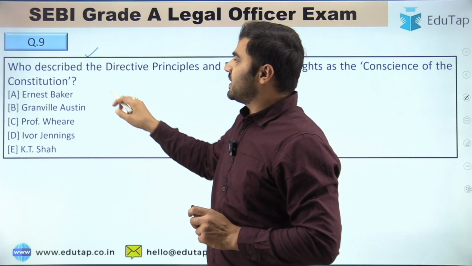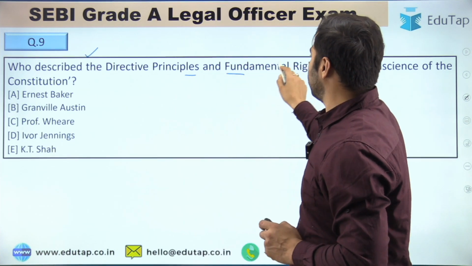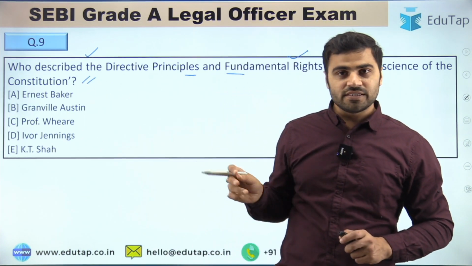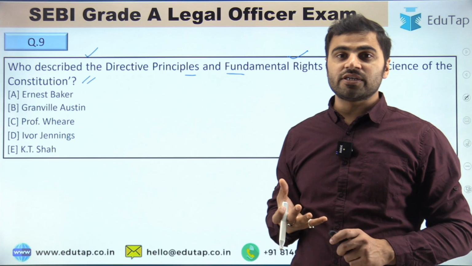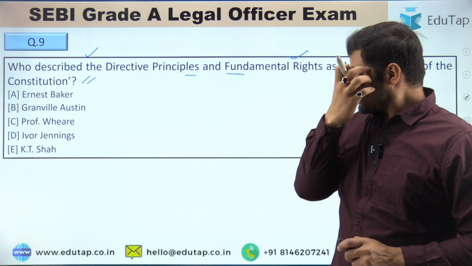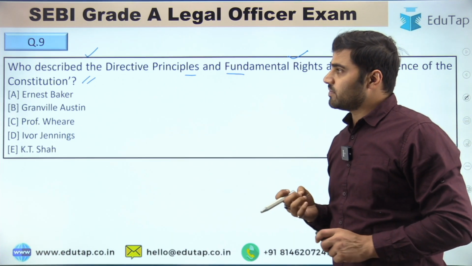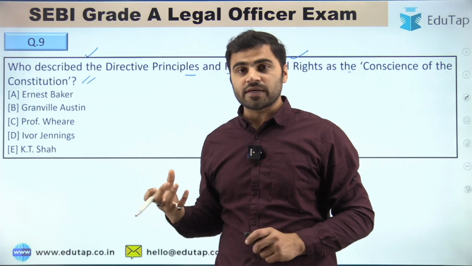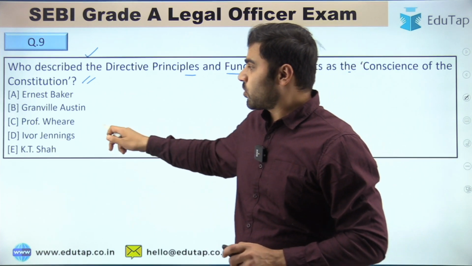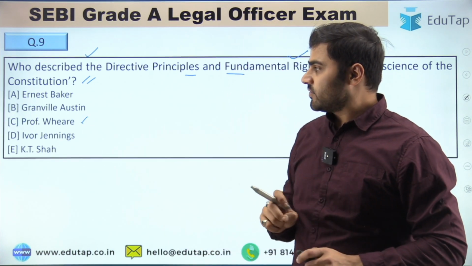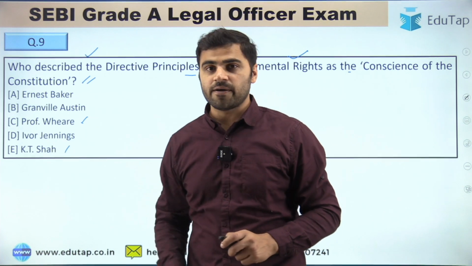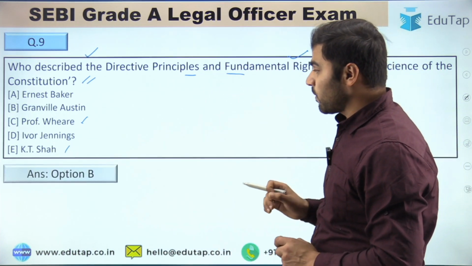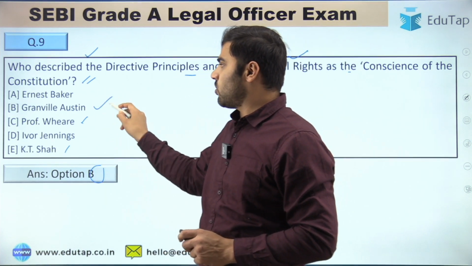Question number 9 is, who described the directive principles and fundamental rights as the conscience of the Constitution? This question is also very recurring in nature in the examination. Your options are: Ernest Baker; second, Granville Austin; third, Professor Vieira; fourth, Ivor Jennings; and fifth, Katie Shah. So what is the right answer? The right answer for question number 9 is option number B, that is Granville Austin.